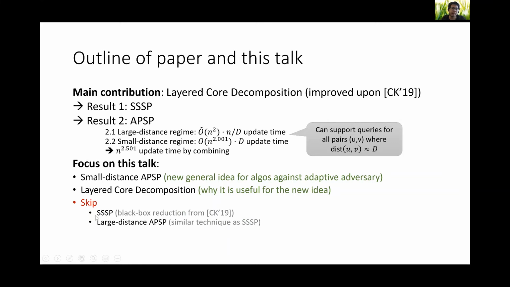I will skip SSSP and large distance APSP. This is because once we have improved layer core decomposition, there is a black box reduction to get a SSSP result that we state from previous work. And large distance APSP just use similar techniques.